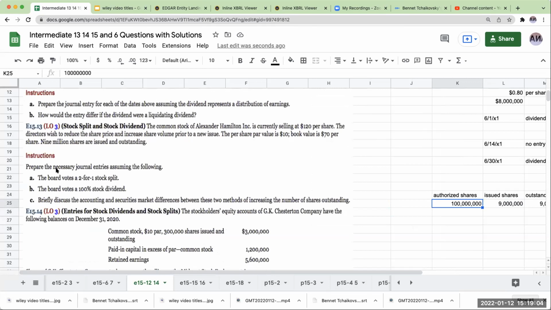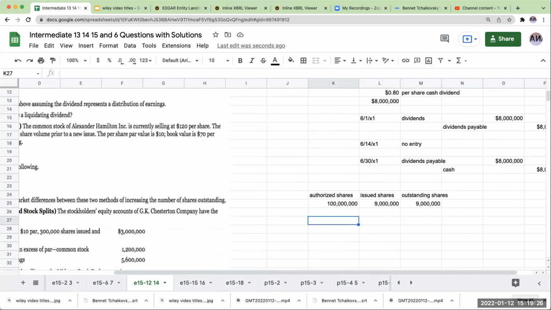Okay. Now, prepare the necessary journal entries, assuming the following. The board votes for a 2-for-1 stock split. When I do a stock split, either forward or reverse, there's really nothing for me to do for a journal entry. And what ends up happening is I essentially take away the 1 share from the shareholder, and I'm going to replace it with 2 shares.